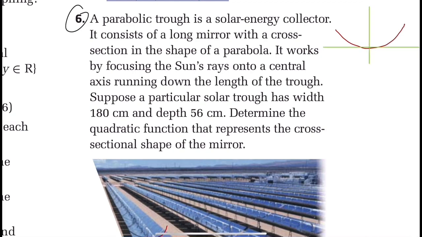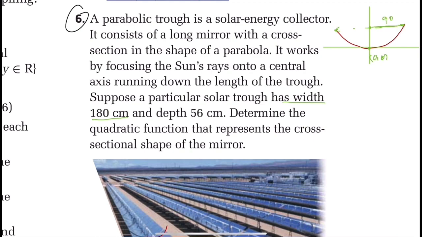I choose my parabola to touch the x and y axis to make everything easy for me, so my vertex I choose as 0, 0. What they are telling me is that it has a width of 180. So my width, the whole thing from here up to here, is 180. Half of it, from here to here, will be 90.